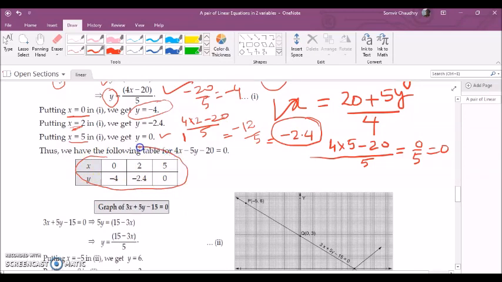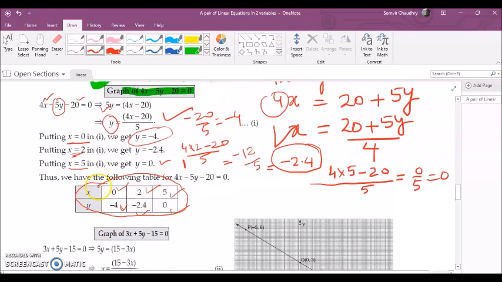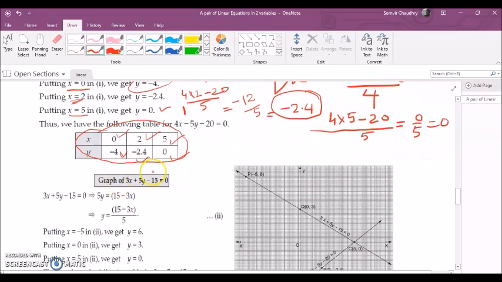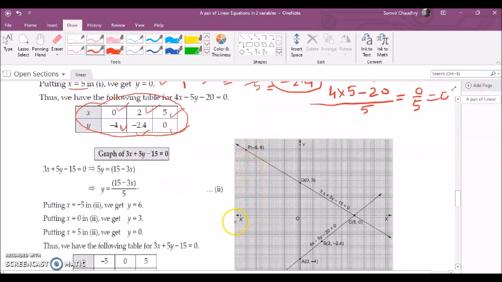You calculated 3 solutions. When you put x is equal to 0, you get y is equal to minus 4. When you put x is equal to minus 2, you get y is equal to minus 2.4. When you put x is equal to 5, you get y is equal to 0. So we will plot these points in the graph.